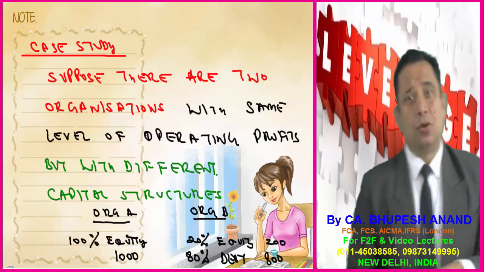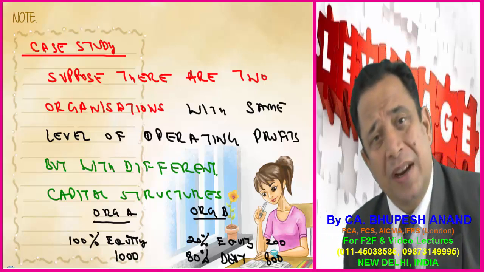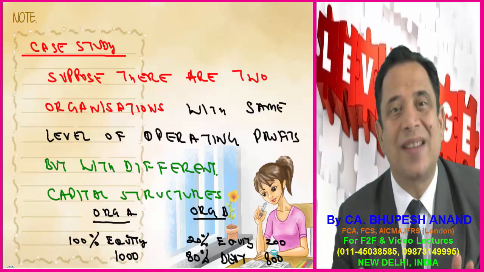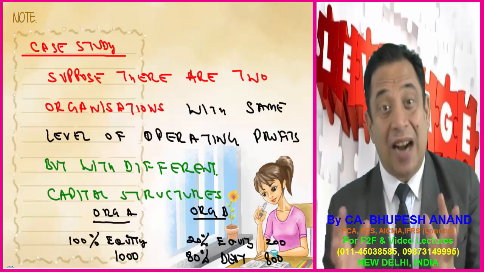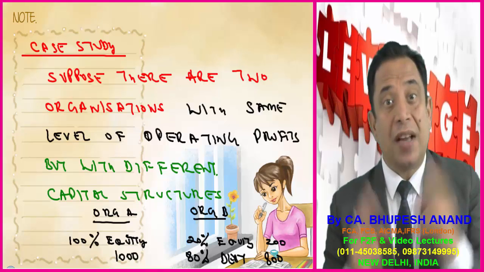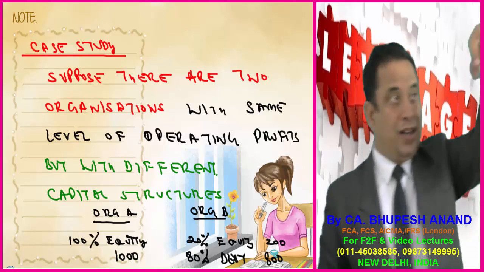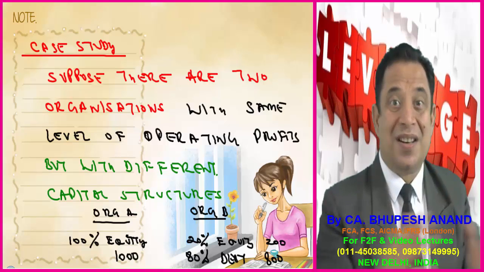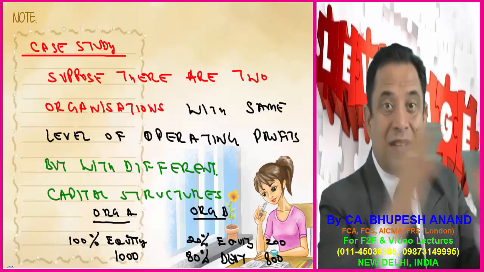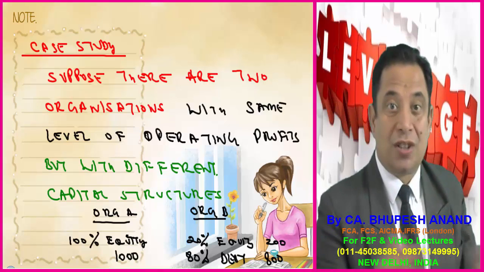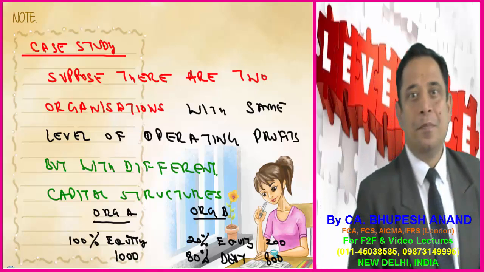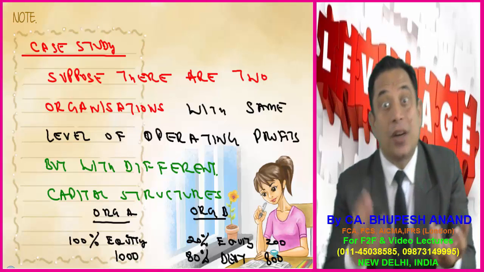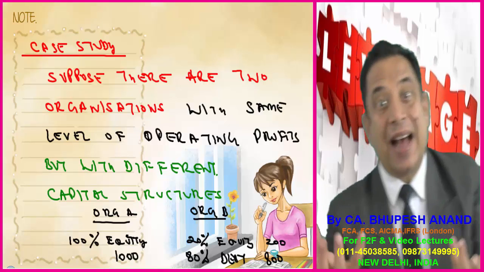For that, I have to use some numbers. So I am taking the help of a case study. In this case study, you have to divide your page into two parts. Firstly, see the data I have given to you. I have taken the example of two organizations, A and B. Both the organizations are like brother and sister. They have same sales, same variable cost, same operating fixed cost, same EBIT.